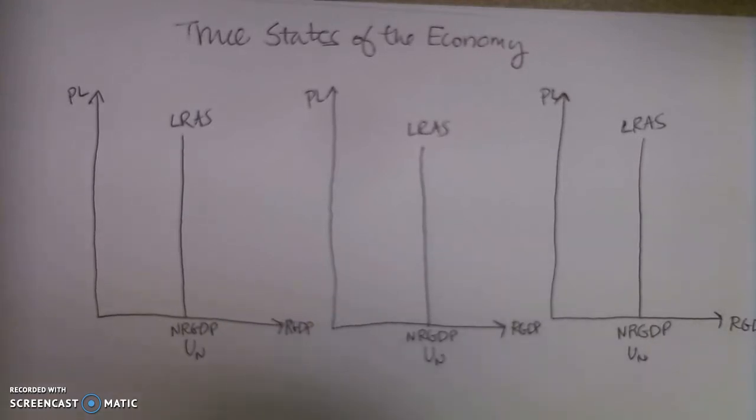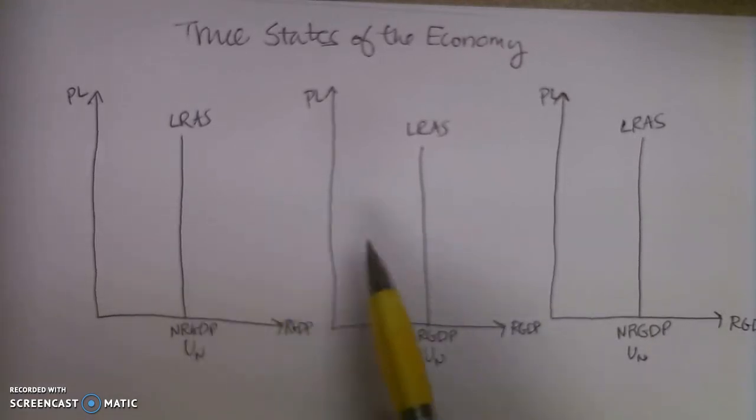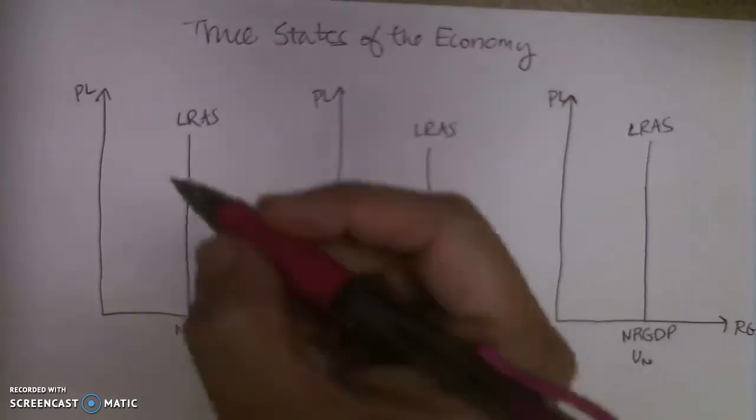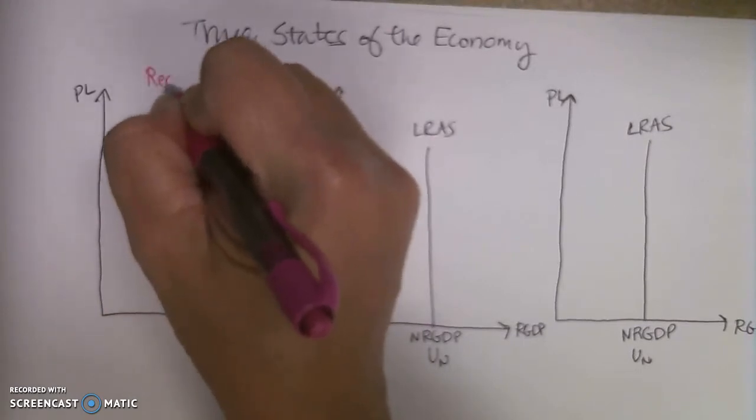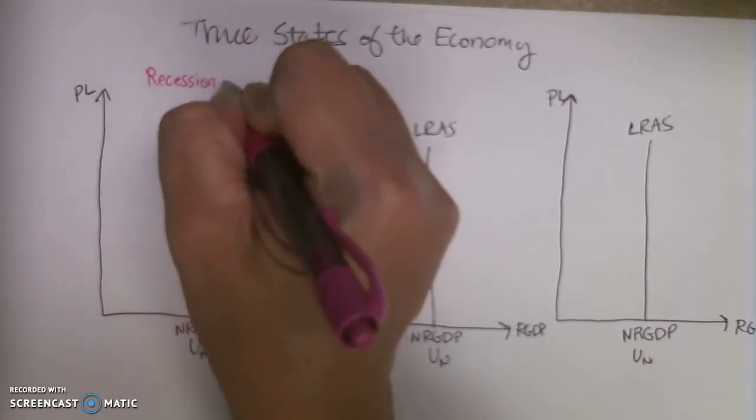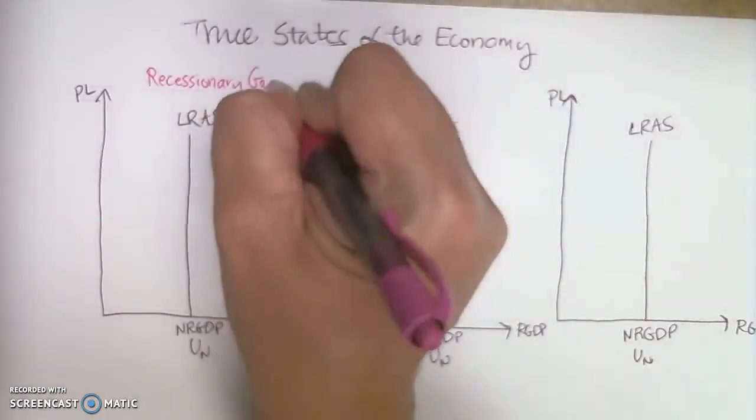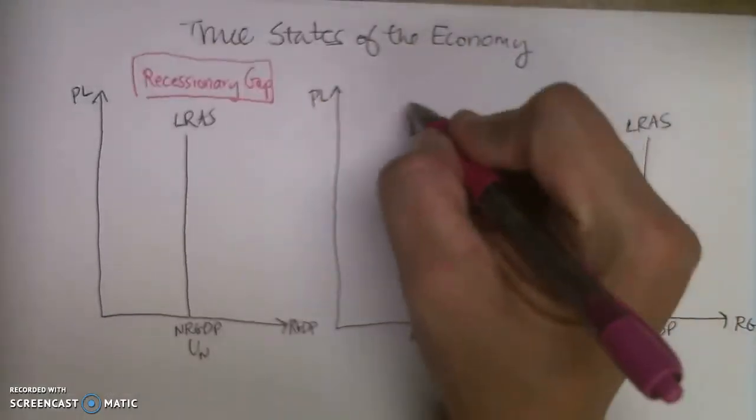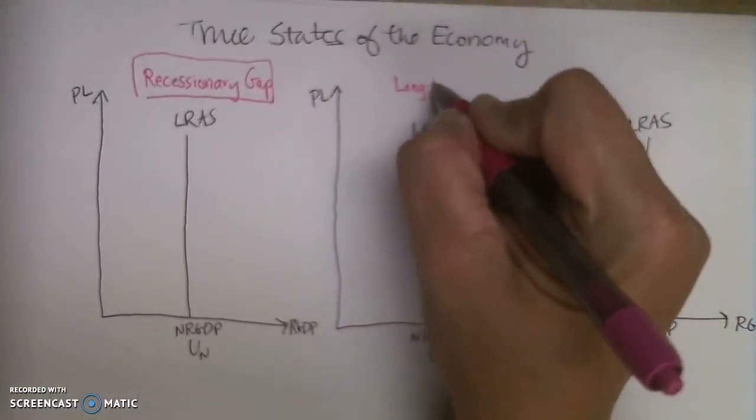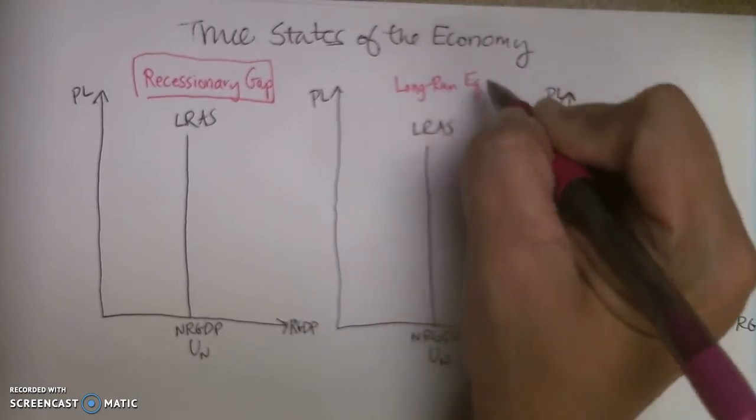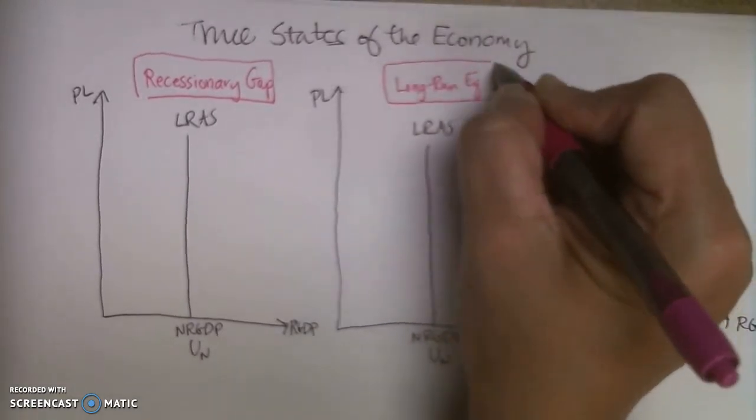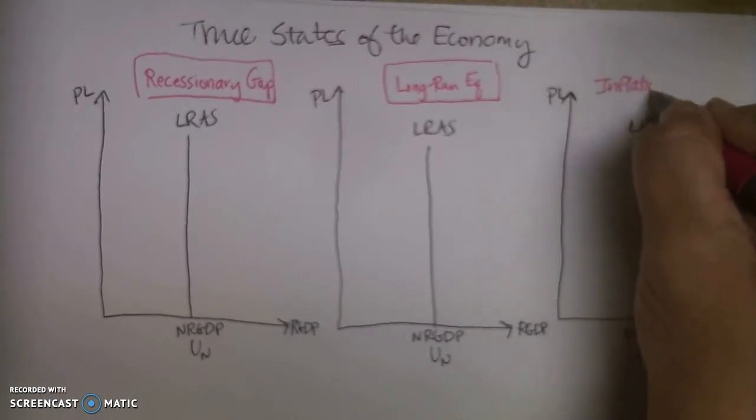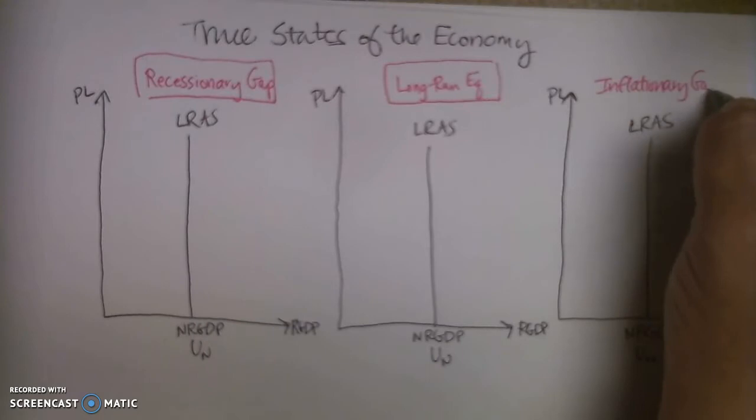Where we are, according to this, tells us what the state of the economy is. So we're going to draw the three states of the economy that we can have. The first is going to be a recessionary gap. That means we're probably too small. The second one that we're going to draw is the long run equilibrium. And the third one is something called the inflationary gap, and that means our economy is inflated.